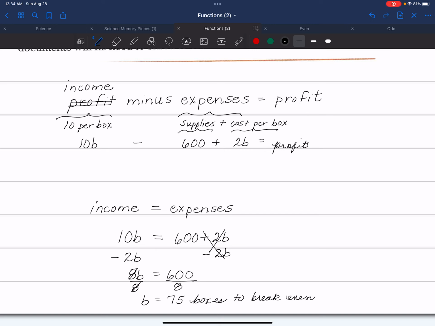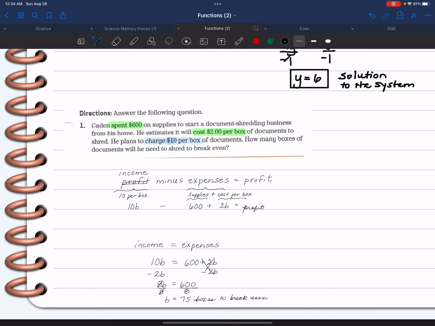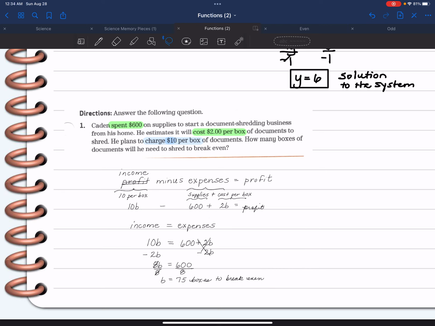So until he has processed his 75th box, he's in the hole. At the point he reaches the 76th box, he's making a profit. But 75 boxes would allow him to break even. So if he feels like he can only get 20 boxes to process, then he wouldn't want to start this. But at the point he passes 75 boxes, it's just profit from that point on. It's a very good question.